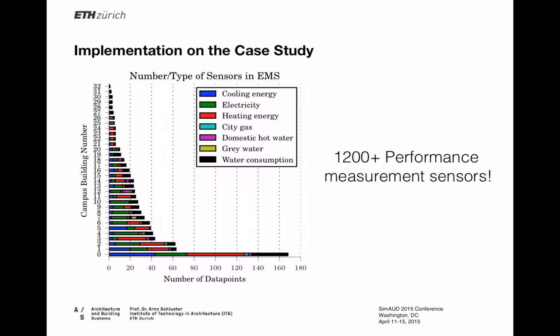So what does the EMS, or Energy Management System, or EIS, Energy Information System, look like? Well, it's from those 32 buildings. Some have many more sensors than others. But there's really a diversity in what types of performance are being measured in terms of cooling, electricity, heating, but also gas consumption, and also water consumption. We include that as performance data. So there are quite a few data points, 1,200 plus, I think 1,240 something performance measurement sensors. So that's quite a few to look at initially.